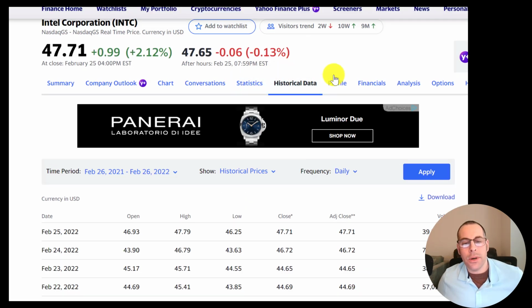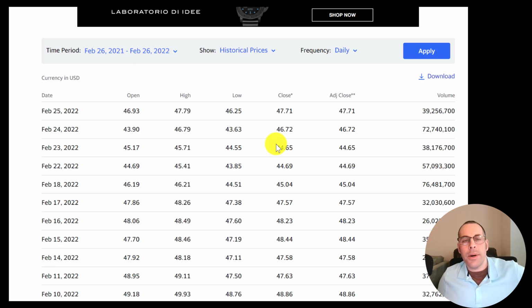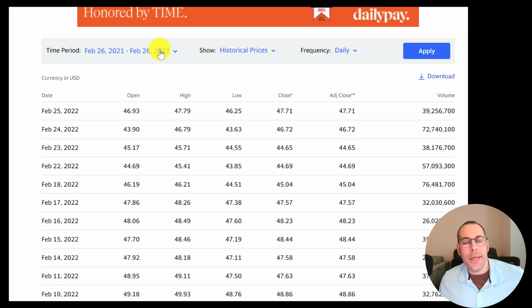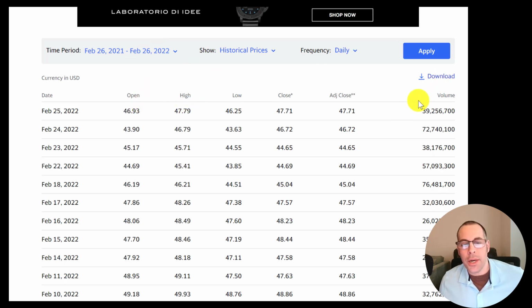If you click on historical data, you can look at their stock price as far back as you want. You can easily change the start and end date. It'll show the high, the low, the open, and the close for the stock. Also the trading volume. The adjusted close adjusts for splits.